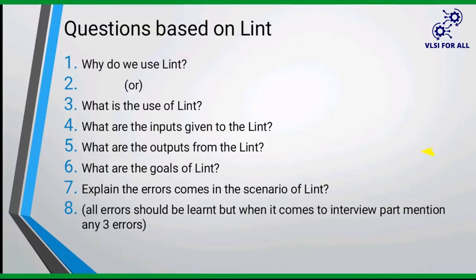Next, what are the inputs given to our lint? Library files, path files, next waiver files, all the inputs of the lint. Next, what are the outputs we get from the lint? Just normal reports we get from the lint. Next, what are the goals of lint? Lint must be reviewed, lint must be fixed according to the specification, lint must be checked according to the design.